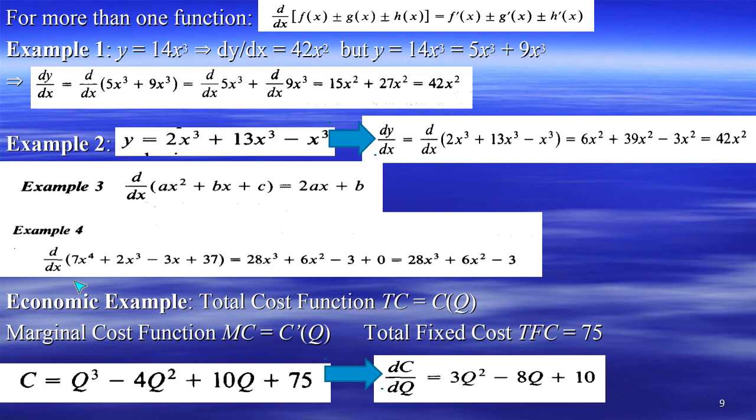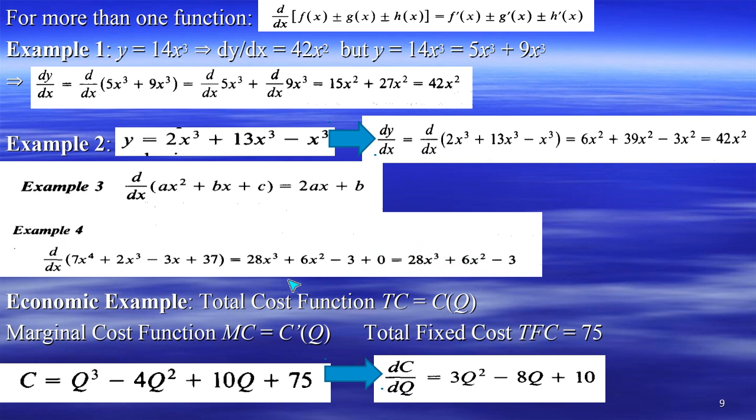All right. So, just using the formula, put the power in front and reduce it by 1. 4 times 7, 28, x to the power 3, plus 6 times x to the power 2, minus 3, plus 0, which is 28x to the power 3 plus 6 times x to the power 2 minus 3. You see?